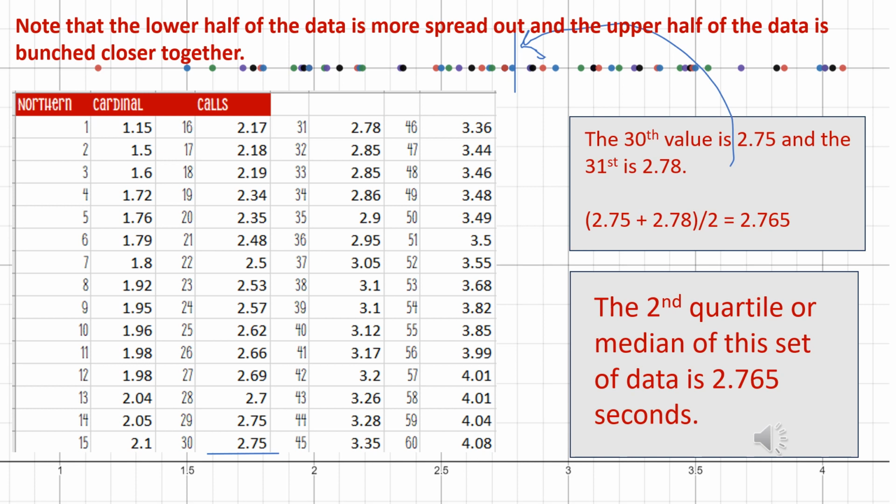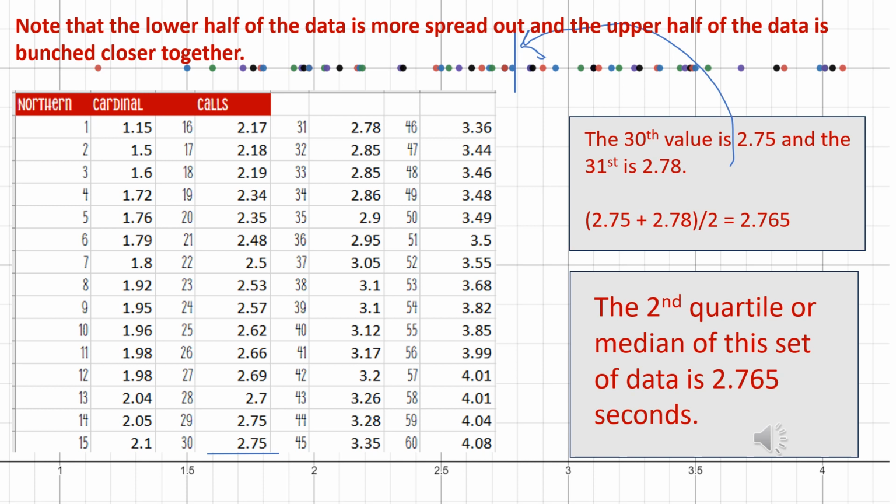Here we have marked on our number line graph where the median falls. We've marked in between the 30th and 31st data value at 2.765 seconds. Notice the lower half of the data is more spread out and the upper half of the data is more compact, more clumped together. We would say that this set of data is slightly skewed to the left.